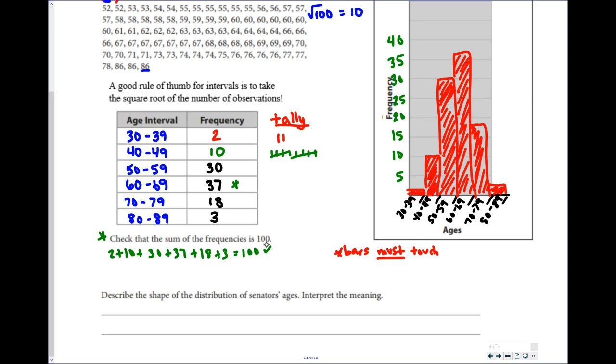The last thing here is to describe the shape of the distribution. That word distribution means where it skews. Is it skewed left, skewed right, or is it symmetric? This is definitely symmetric. Which means that we've got a good average in the middle.